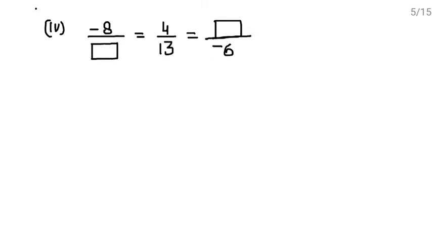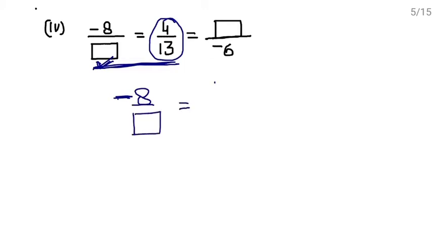Here firstly we will take these two parts because this one is given and in this we want to find the value of this blank. So take these two parts. Minus 8 upon blank is equal to 4 upon 13. In this rational number both the sides are given. So firstly we will consider this one as the base rational number, right?